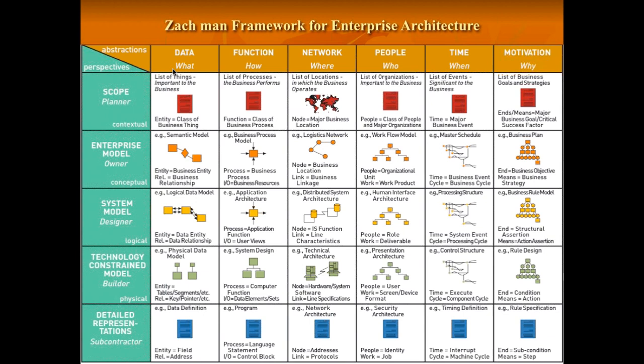The question here is how: the list of processes the business performs. So this Facebook is a business. What does it perform?